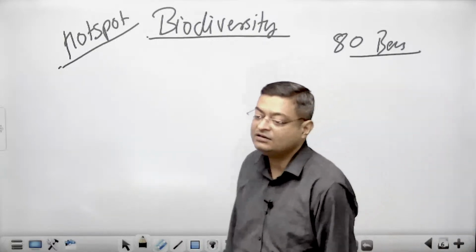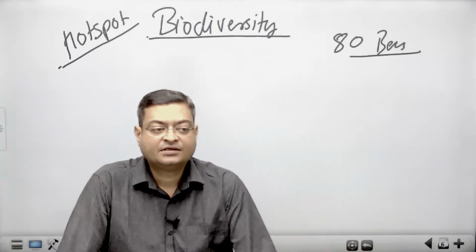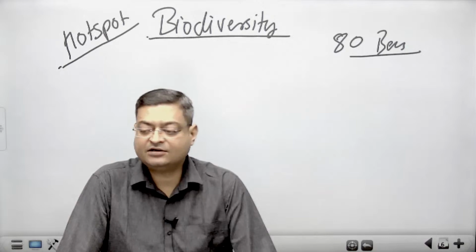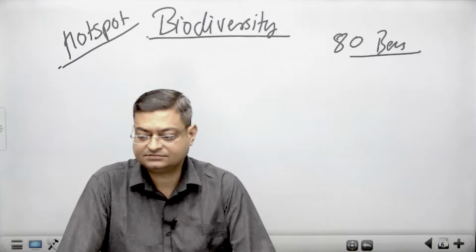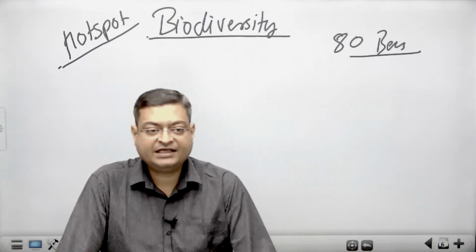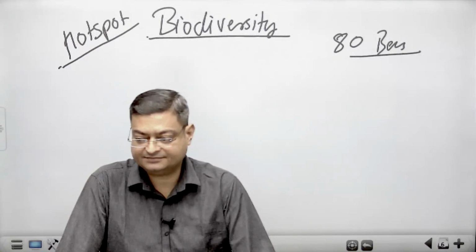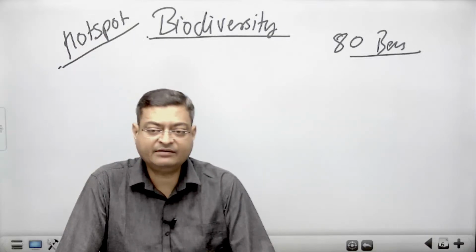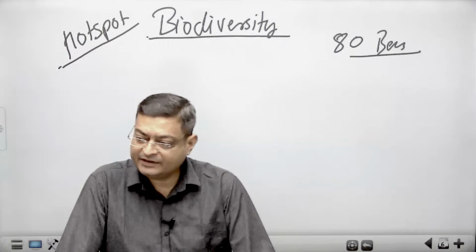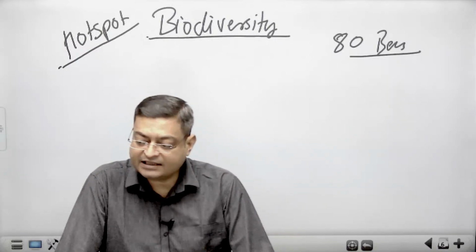According to the definition by Norman Myers, a biodiversity hotspot is, 1 2 3 करके लिखना, दो क्राइटेरिया है. A place having 1500 endemic, endemic means वहीं का होना चाहिए, endemic vascular plant species.